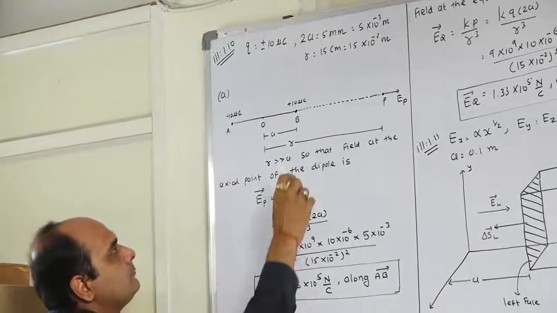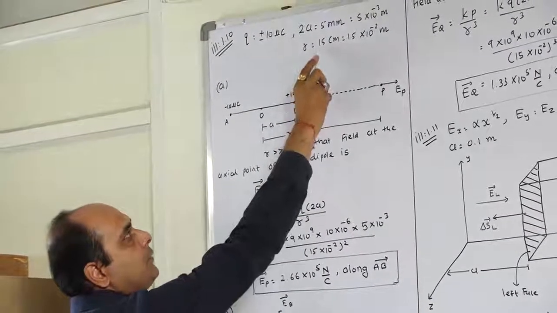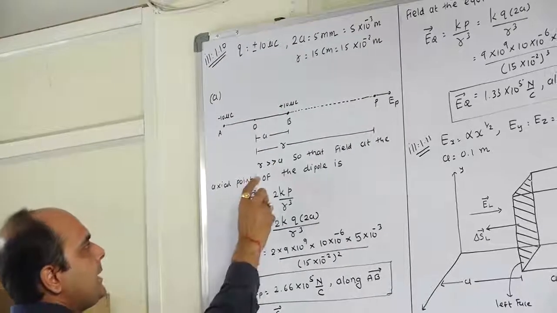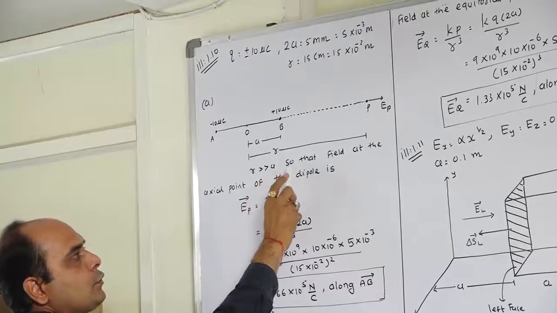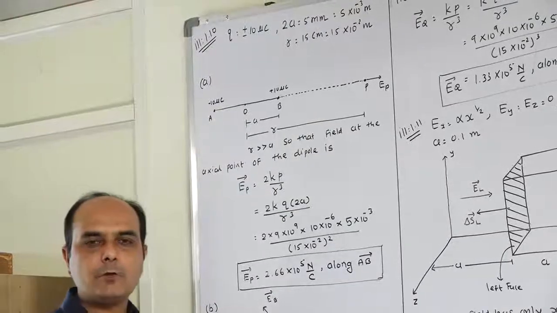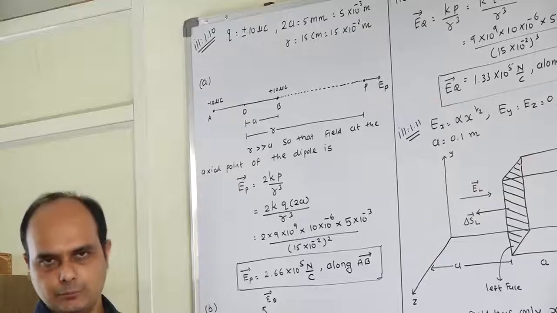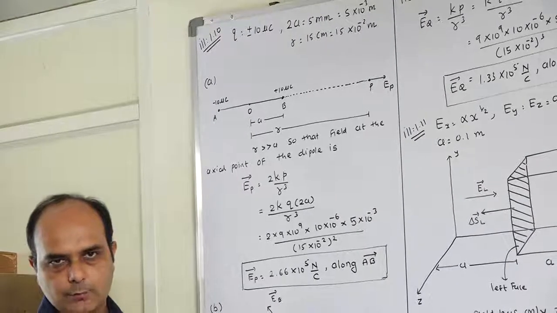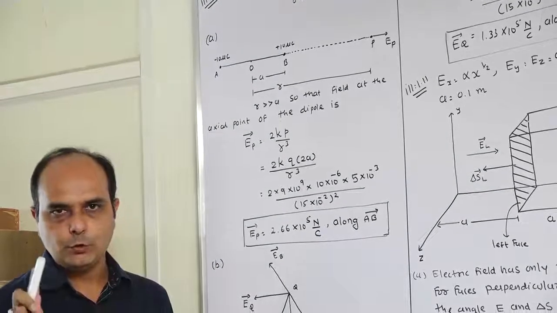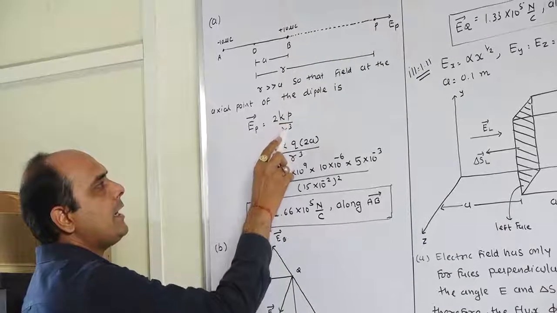Observe this value. This much distance is a and this much distance is r. The value of r is very much larger than that of a, so r is very much greater than a. So the electric field on the axis of the dipole is given by 2kp by r cube. This is the equation of electric field on the axis of the dipole, 2kp by r cube. So at point P the electric field is 2kp by r cube.